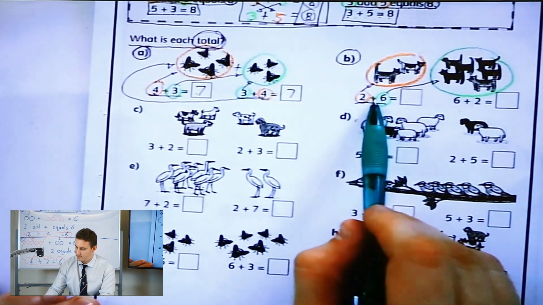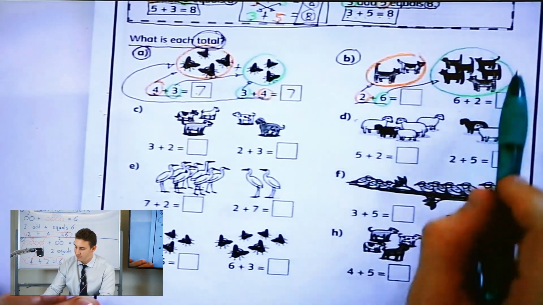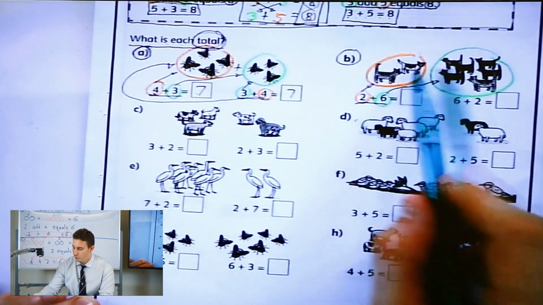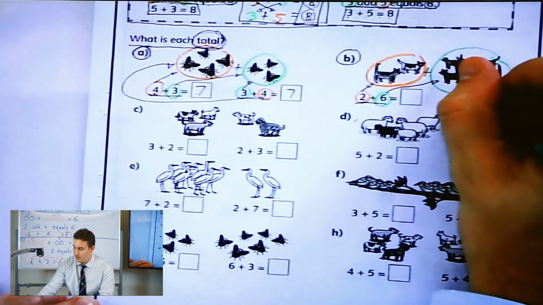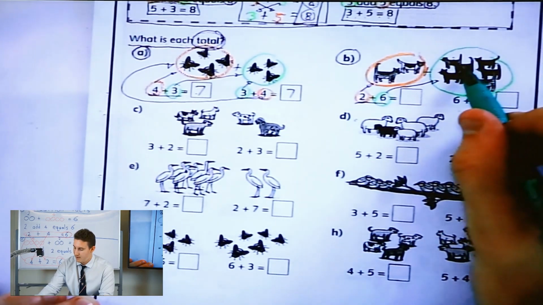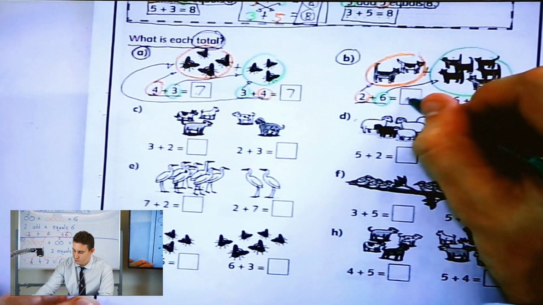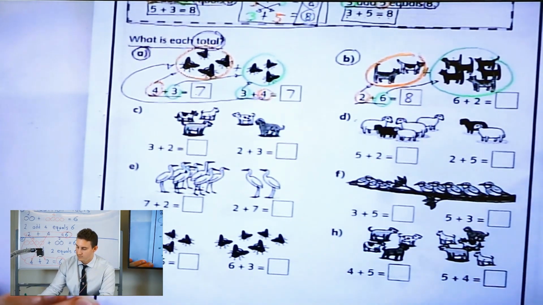So 2 plus 6, let's count how many, the total. Let's count the total. 1, 2, 3, 4, 5, 6, 7, 8. So 2 plus 6 equals 8.